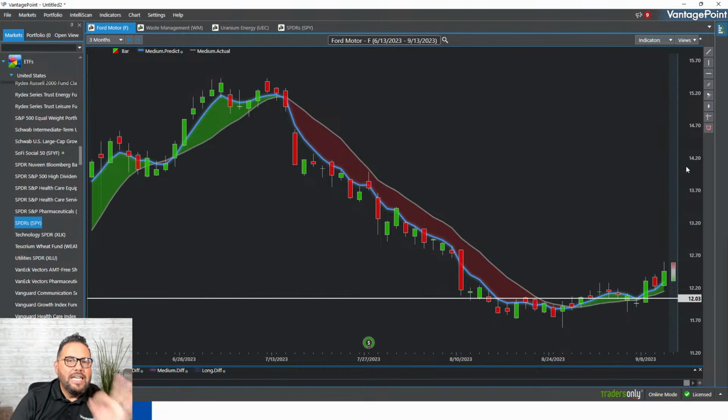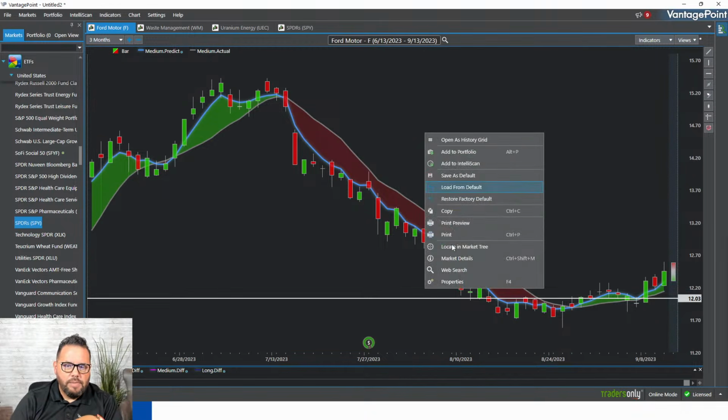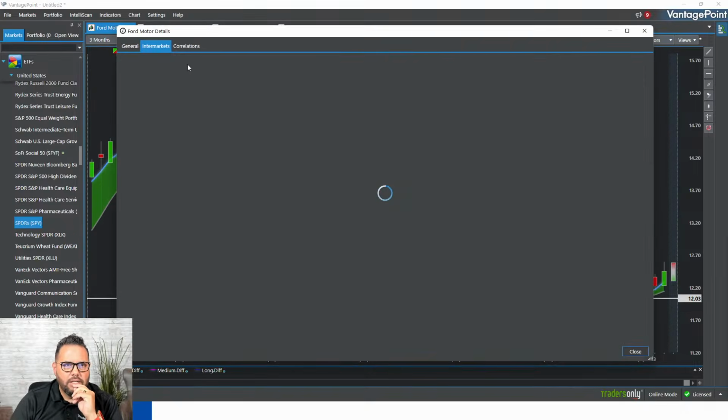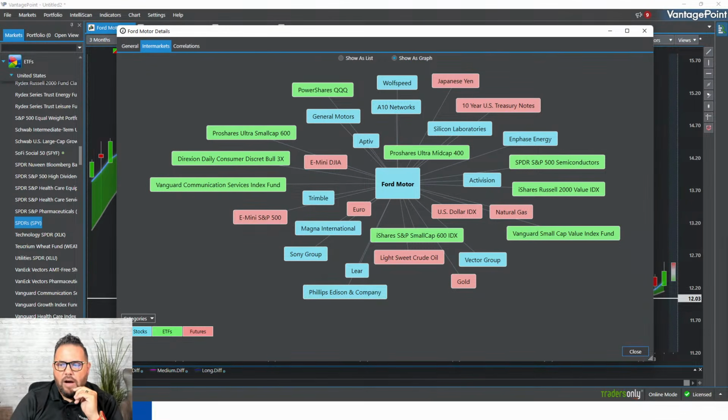It's one of the key things that I use in VantagePoint, because the AI is doing global market analysis on Ford to determine what the predicted high and predicted low is. Let me show you what I mean. I'm going to go really quickly into the market details. To figure out all of this stuff for Ford, the artificial intelligence is going to look at Ford, and then it's going to look at Sony. It's going to look at all of these markets, Enphase, Activision. Heck, it's going to look at the Japanese yen.